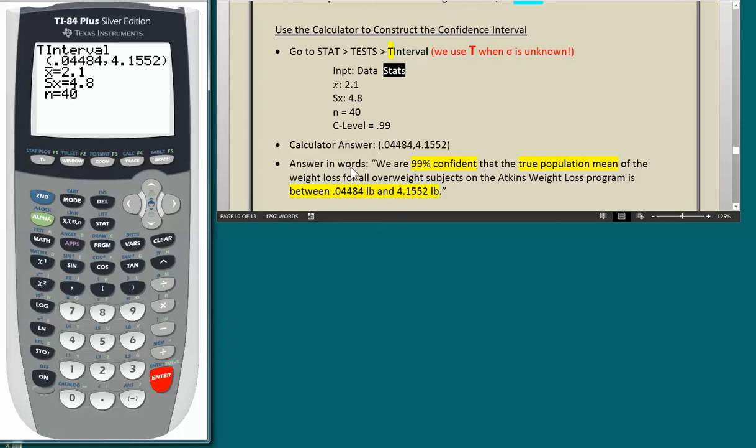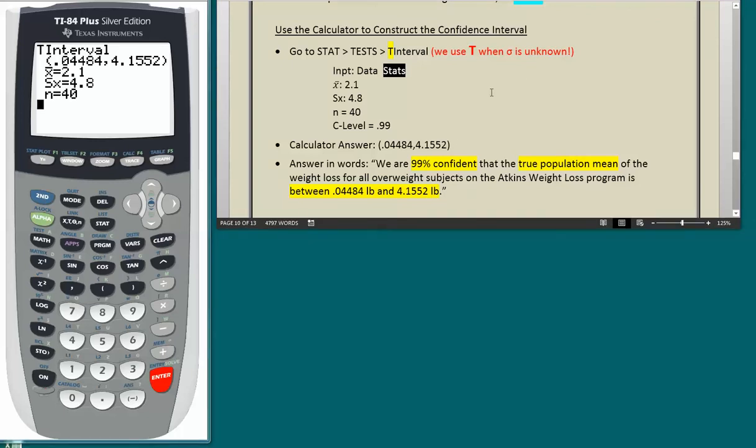So to answer this in words, we would say we are 99% confident, and that 99 comes from that right there. We are 99% confident that the true population mean of the weight loss for all overweight subjects on the Atkins weight loss program is between 0.04484 pounds and 4.1552 pounds. So that will generally be a sufficient answer to this question, but let's delve into it a little bit deeper.